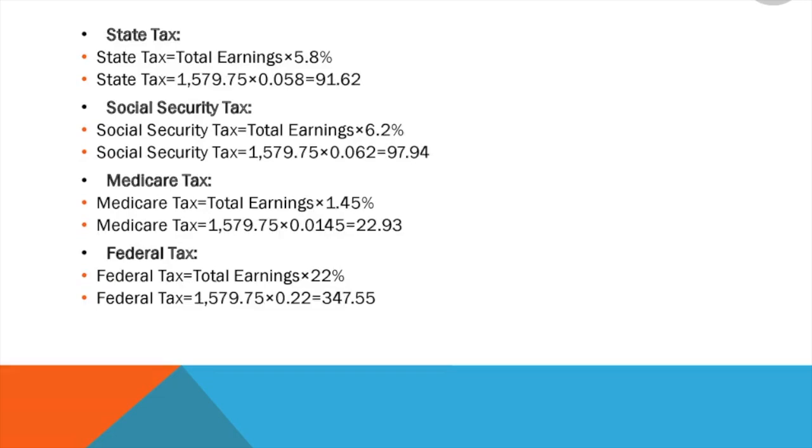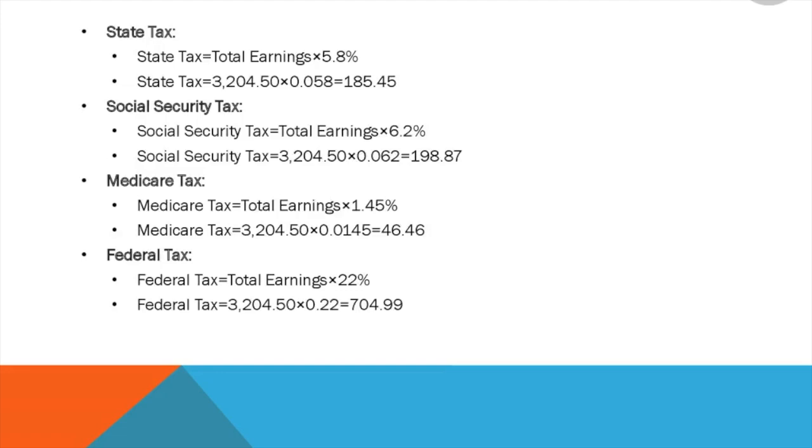Now, as for Lawrence's deductions, we're going to be looking at his state tax. We're going to take his total earnings of $1,579.75 times the 5.8%. His state tax is $91.62. For his Social Security tax, we're going to take his earnings of $1,579.75 times 6.2%. We're going to get $97.94. As for his Medicare tax, we're going to be taking his total earnings, $1,579.75 times 1.45%, which is going to be $22.93. And finally, for his federal tax, we're going to be taking his total earnings of $1,579.75 times the 22%, which equals $347.55.